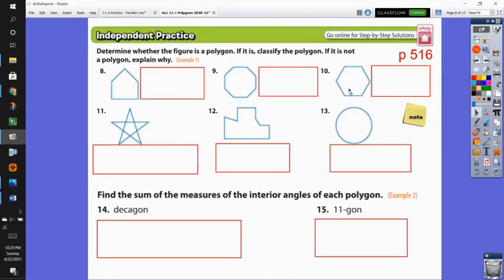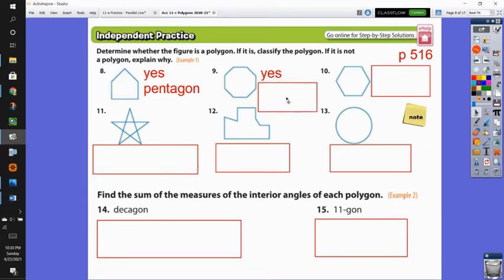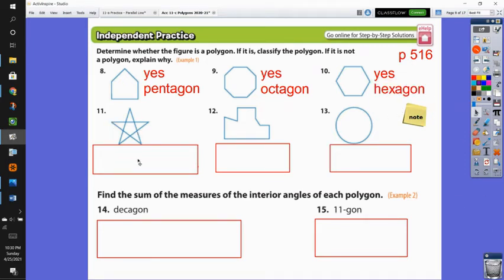All right, polygon or not? If it is, what is it? If it is not a polygon, why not? Number 8, yes, pentagon. Number 9, yes, 8 sides on this one, octagon. Number 10, yes, 6 sides, hexagon. Number 11, no, because it has intersecting sides. Anytime you have 2 lines crossing over each other like that, it's not a polygon.